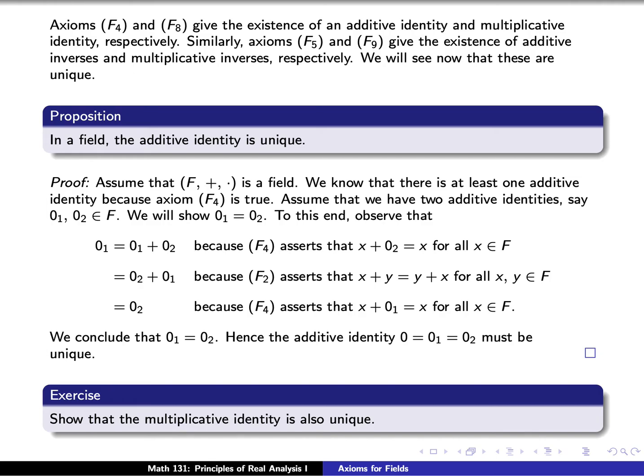We're going to have an exercise in class later as a group exercise to show that the multiplicative identity, the number 1, is also unique, pretty much using the same set of steps as above.